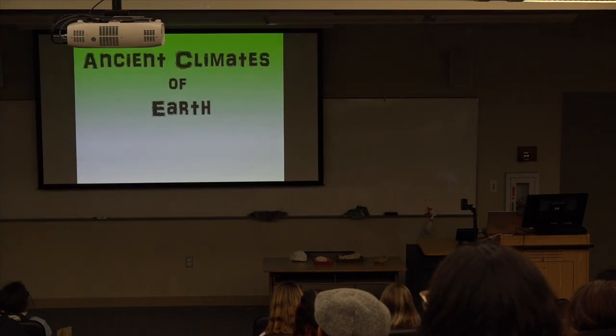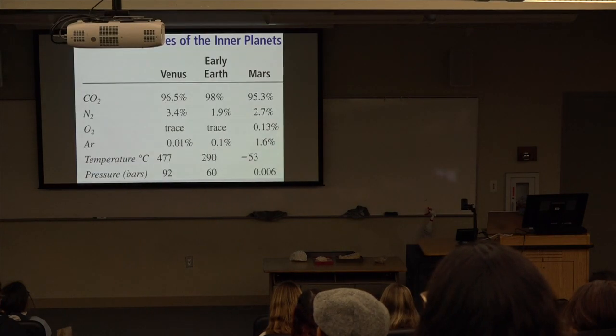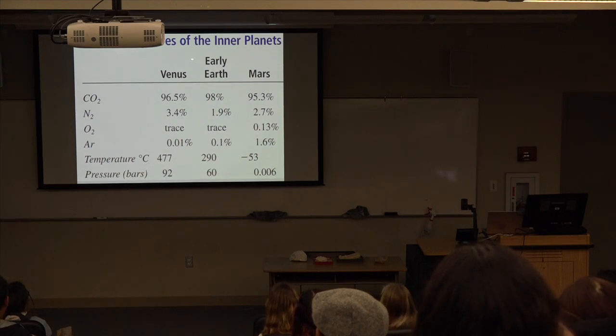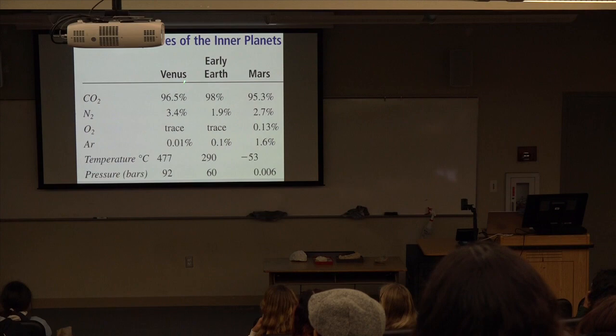Now, if we go back here to these ancient climates, the early greenhouse, the greenhouse effect, let's look first at the early Earth. Here are our planets: Venus, the second planet from the sun, Earth the third planet, and Mars the fourth planet. One of the things about Venus, of course, since it's closer to the sun, it's hotter, but look at that atmosphere. It's 96.5% carbon dioxide. Look at Mars out here, over 95% carbon dioxide.